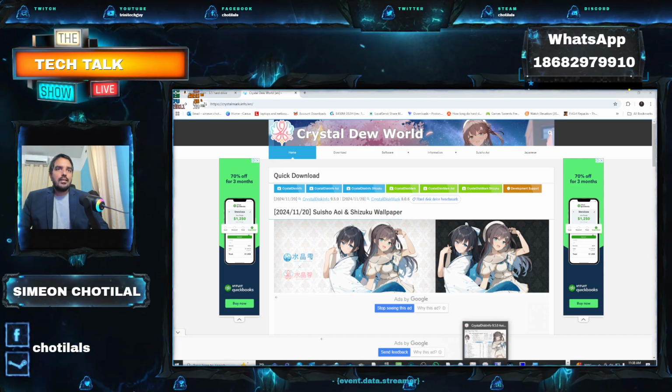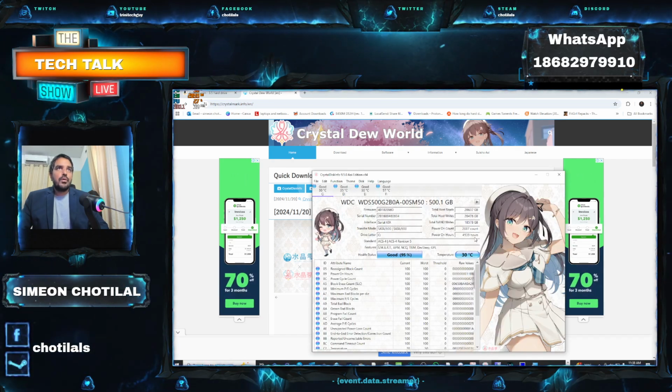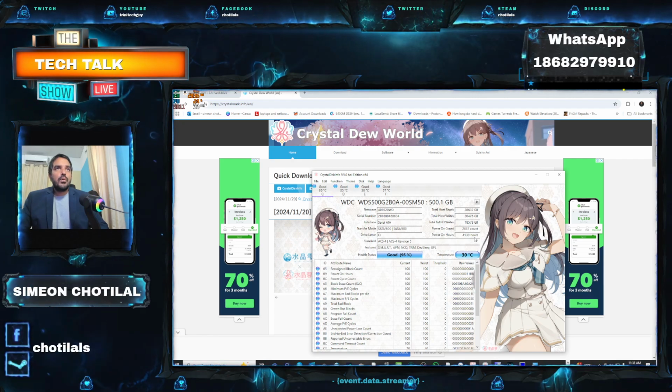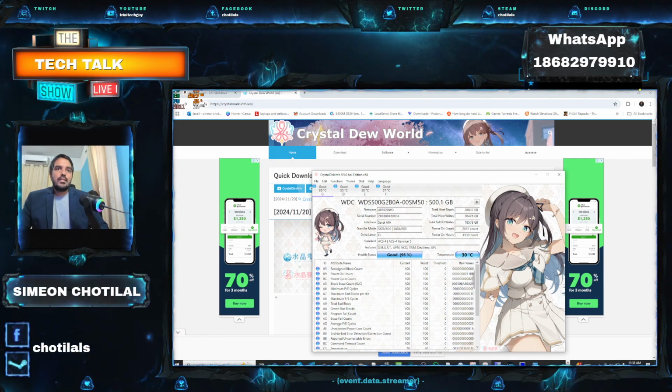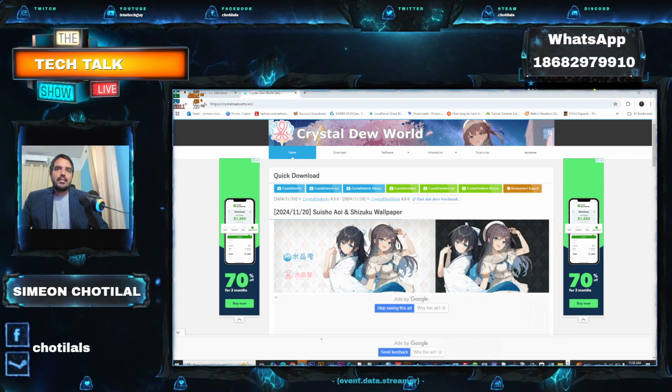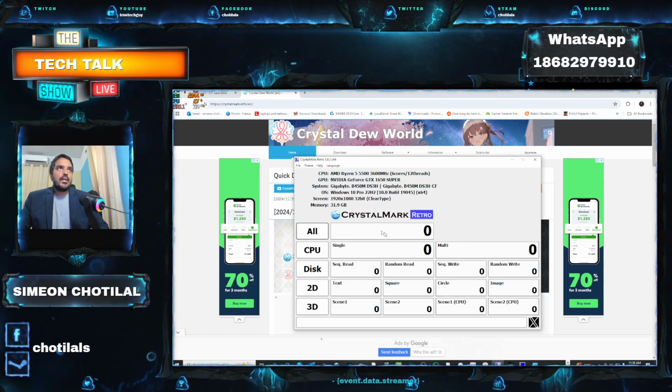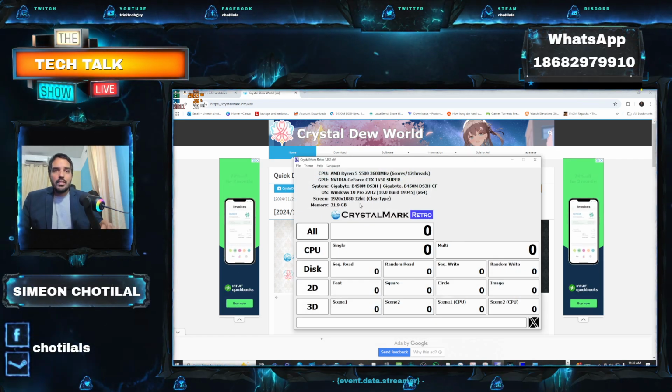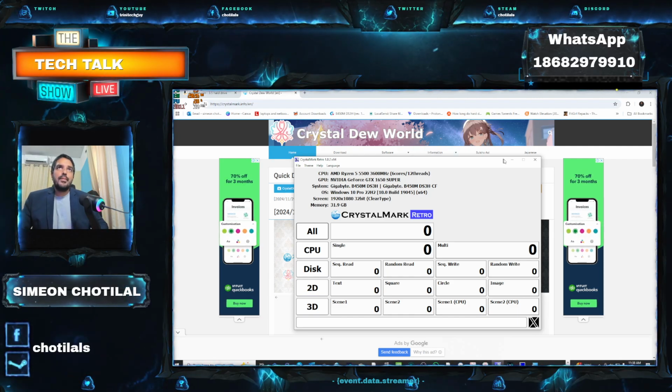You also get specs on your hard drive, like your power on count times and power on hours, which is really, really important as well. And finally, you get software to check the specs on your computer as well, including your motherboard, CPU, RAM, and GPU.